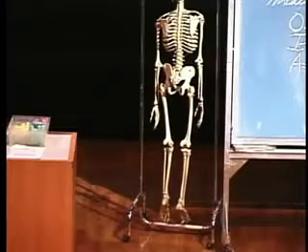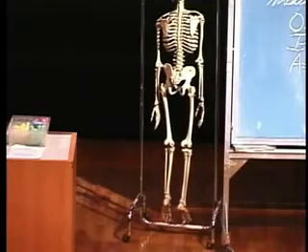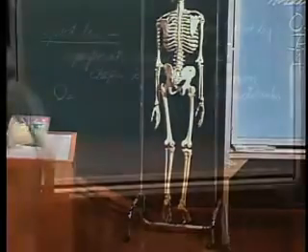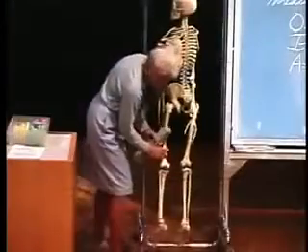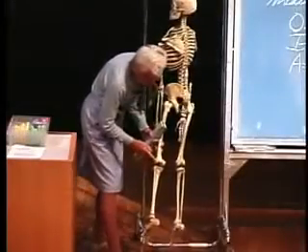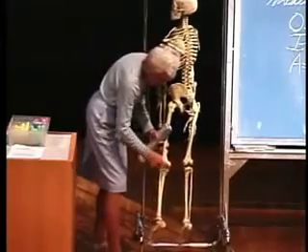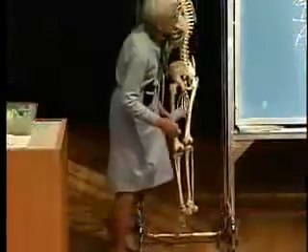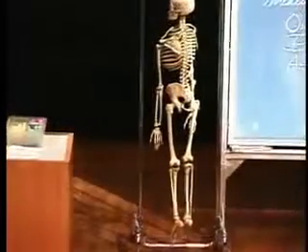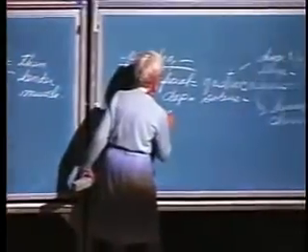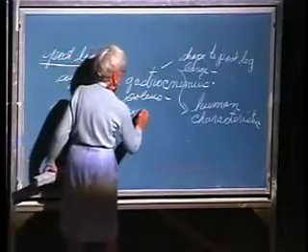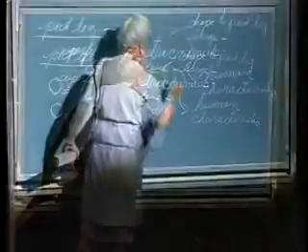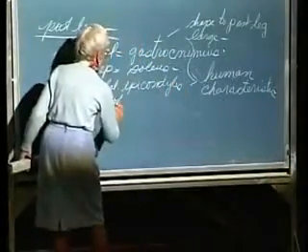But the gastrocnemius now is going to originate where? Does anybody know? It's going to originate at the medial and lateral epicondyles of the femur.